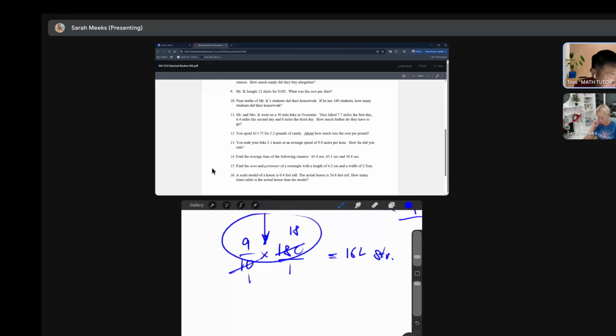But yeah, all right. Let me see. Number 12. They spent 13.75 for 2.2 pounds of candy. Okay, same concept here. It's the unit price, the unit rate. Now, let me see. About how much, so you're going to round the answer, I can tell, was the cost per pound.